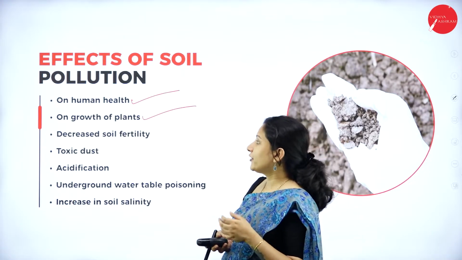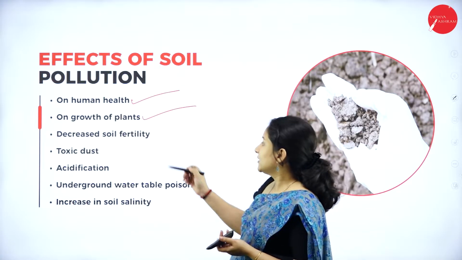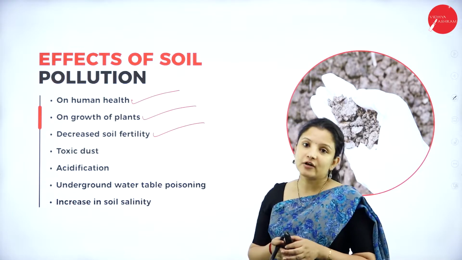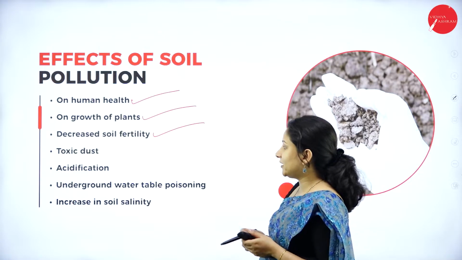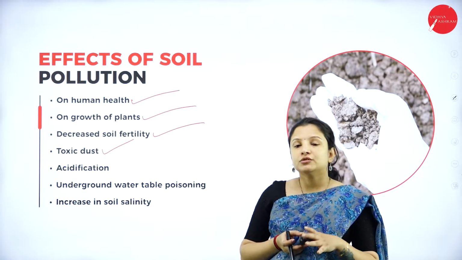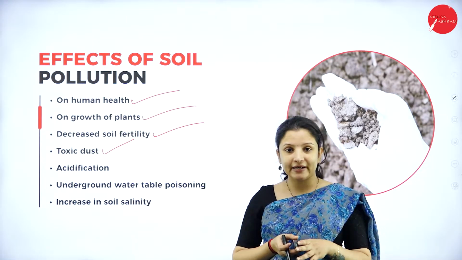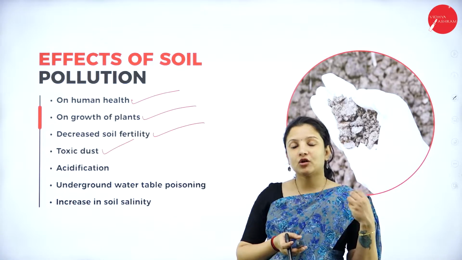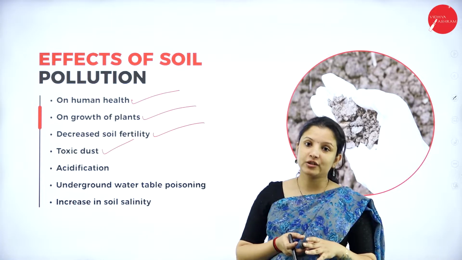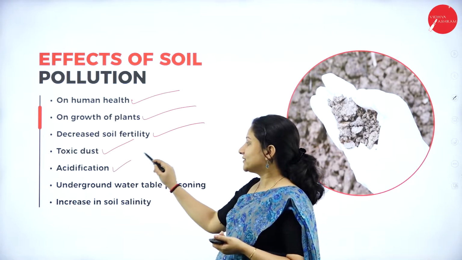So, soil pollution can affect the growth of plants, and it can decrease the fertility of the soil as well. It can also produce toxic dust, because whenever there is a sandstorm, soil particles get carried away and form toxic dust in the air, also leading to a lot of problems. And also it can lead to acidification.